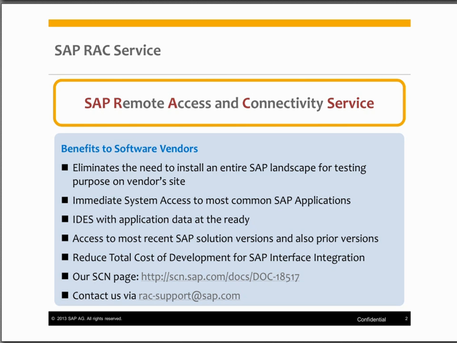The term RAC is an abbreviation for Remote Access and Connectivity. The name itself already explains its purpose. For the presentation, I will use the catchy word RAC whenever I mention the service. I would like to start with a short summary of the benefits of RAC for software vendors.